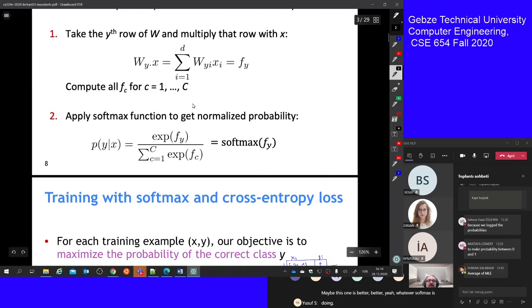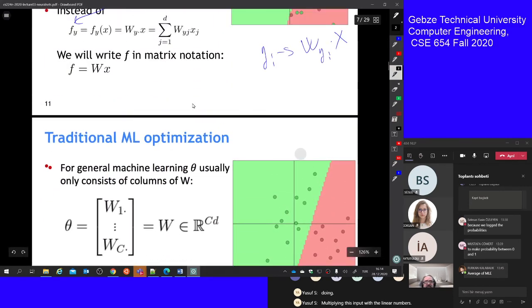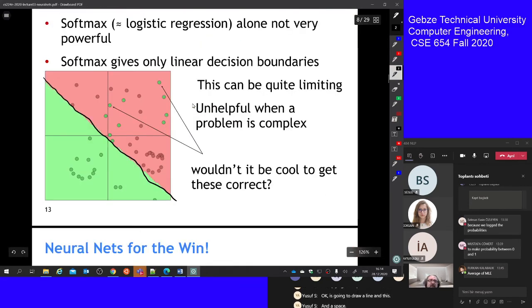multiplying this input with the linear numbers, okay, is going to draw a line in this space. Is going to draw a line in this space. But what happens if I have cases like that?